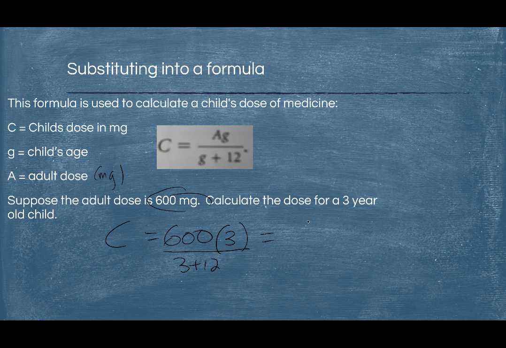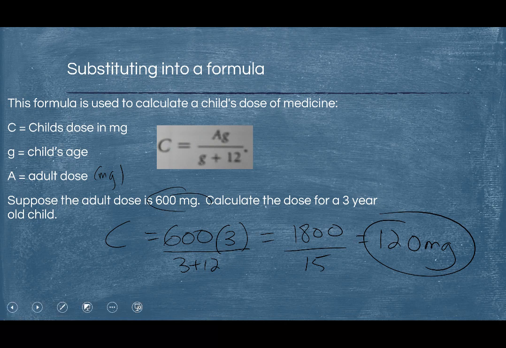So on top, I'm going to go 600 times 3, which is 1800, I think. You guys can check that if you need to. And then on the bottom, I've got 15. That's the safest way to do it there. There are ways you can punch it all into your calculator at once, but it's not necessary. So I go 1800 over 15, and it's 120, and that'll be a dosage in milligrams. All right, makes sense. Less dosage for a child.